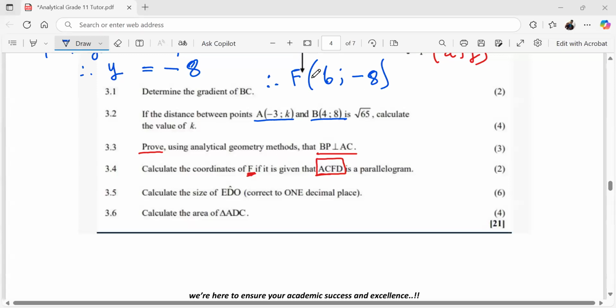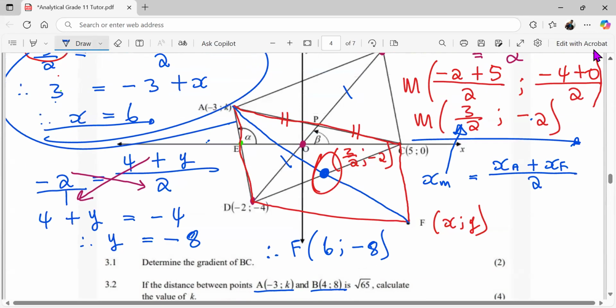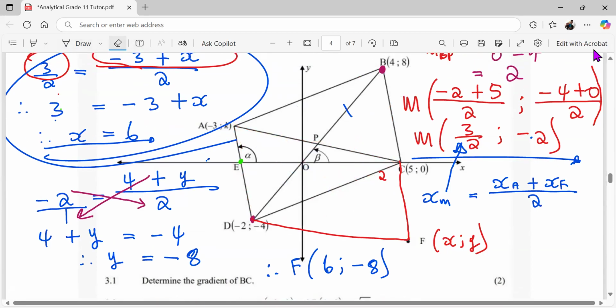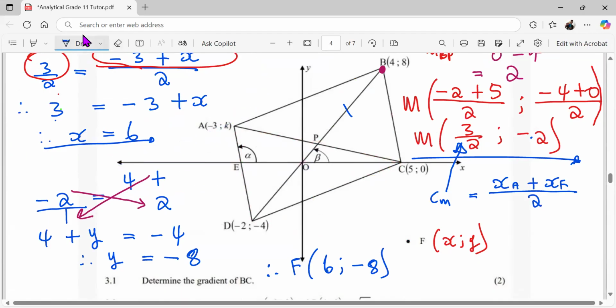So I think it's a little bit scary if you first look at this mark allocation, but it's not. So here they say, please calculate the size of angle EDO correct to 1 decimal place. EDO, where is this EDO? Well, if we go to our sketch and try to clear it so as to see this clearly, this is E, this is D, and this is O. And when they ask you for an angle, naturally, you want to think about Euclidean geometry, right? You want to think about exterior angle of a triangle, sum of interior angles, and things like that. And furthermore, you know that the entire figure is a parallelogram.